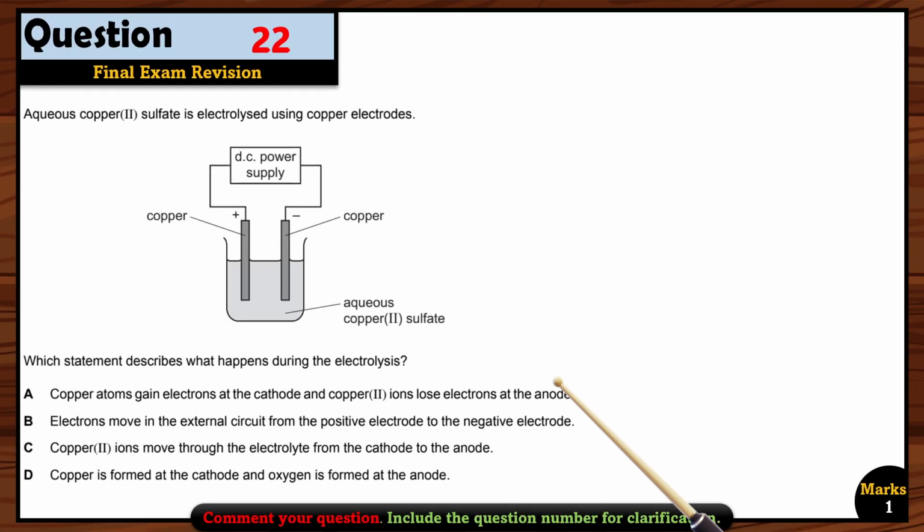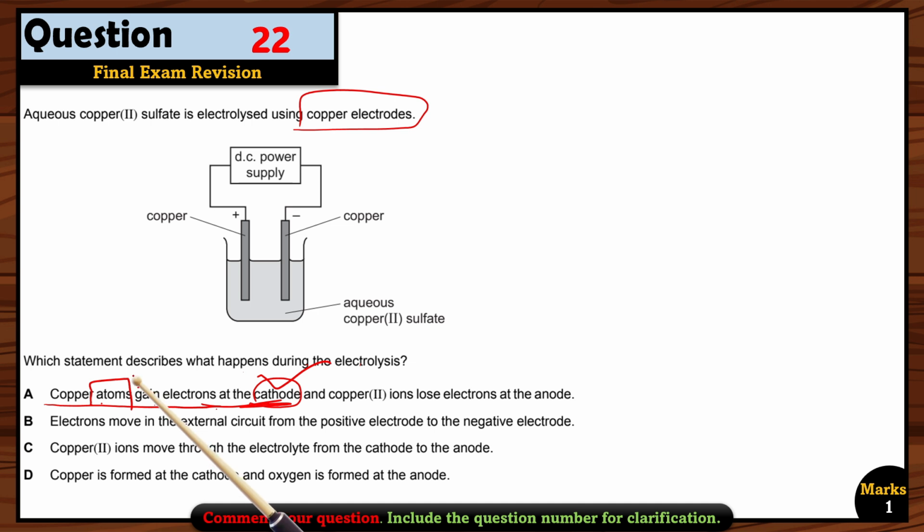Question 22, aqueous copper sulfate is electrolyzed using copper electrodes. Again, we are using the copper electrodes. So which statement describes what happens during the electrolysis? Copper atoms gain electrons. Okay, at the cathode, yes, they gain the electrons. That's right. But it's not atoms. Actually, ions will gain the electrons. So that's why this option is wrong.